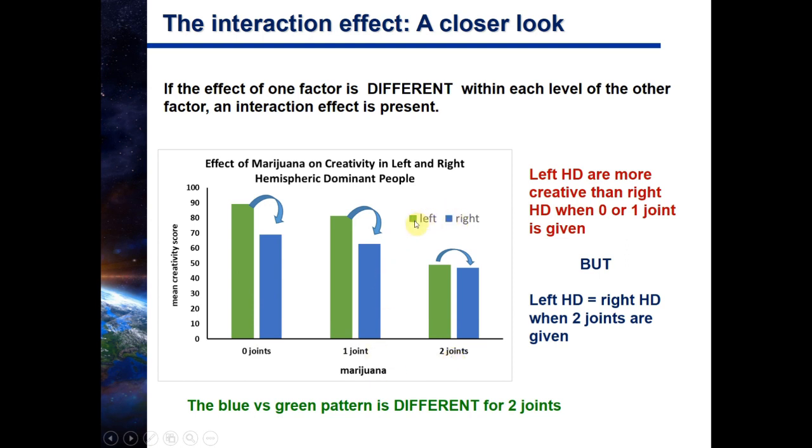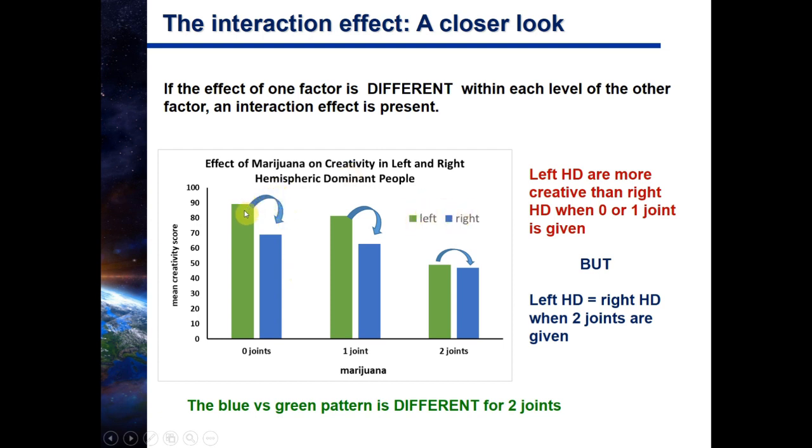Okay, so again, we're going to compare left versus right hemispheric dominance. We're going to ask, is there a difference? Is there an effect of hemispheric dominance? And is that effect the same regardless of which level of marijuana you look at? Or is the effect of hemispheric dominance, right versus left, changing depending on which level of marijuana you look at? If it's changing, then we can see where our interaction effect is happening.